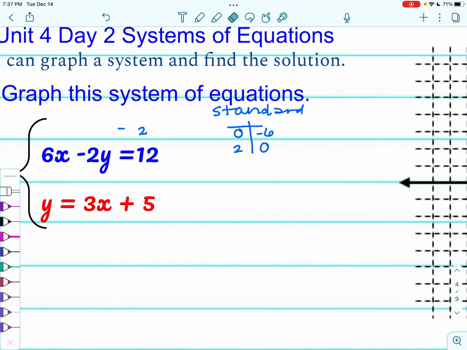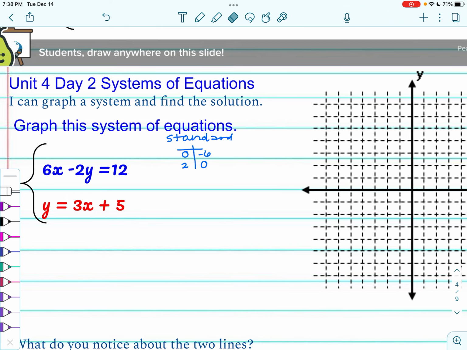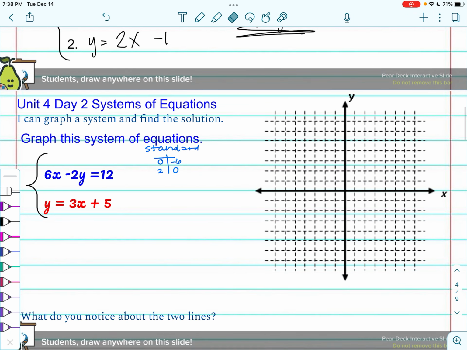I'm getting questions like, Mrs. Vogt, where did the zeros come from? We are choosing the zeros because that's how we find the x and y intercepts. So 0 over, 6 down: 1, 2, 3, 4, 5, 6. Remember it goes left and right, then up and down. And then over 2 and up 0. Then I'm going to do my best to draw a nice straight line.